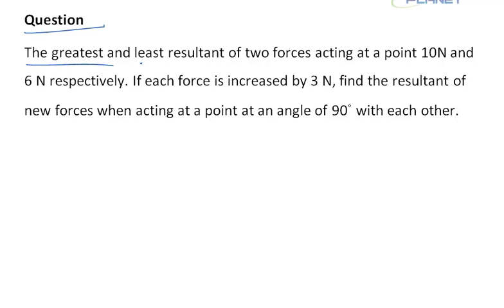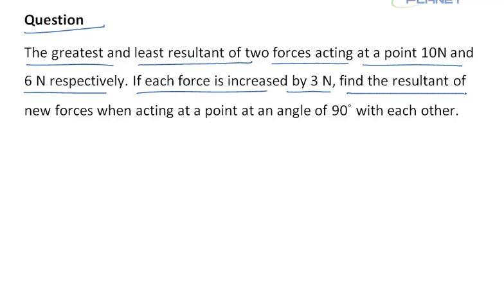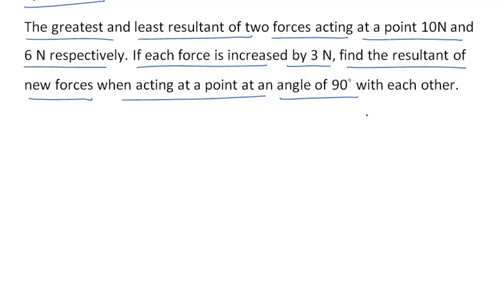The greatest and the least resultant of two forces acting at a point are given as 10 Newton and 6 Newton respectively. Now, if each force is increased by 3 Newton, find the resultant of these two new forces when acting at a point at an angle of 90 degrees with each other.